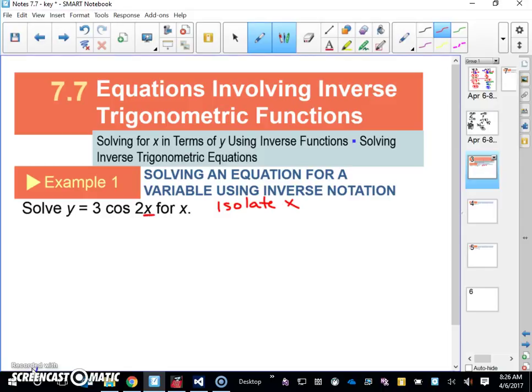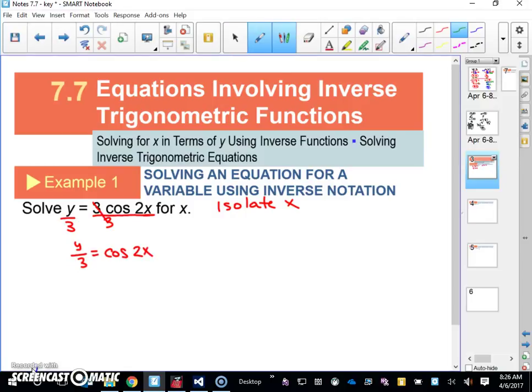I need to peel this onion, right? Peeling an onion, I'm taking off layers, and you have to take off the outermost layer. So if I'm going to get this x by itself, the first thing I'm going to have to do is divide both sides by 3. Divide by 3 to cancel out that 3. And so what you're looking at is y over 3 equals cosine 2x.